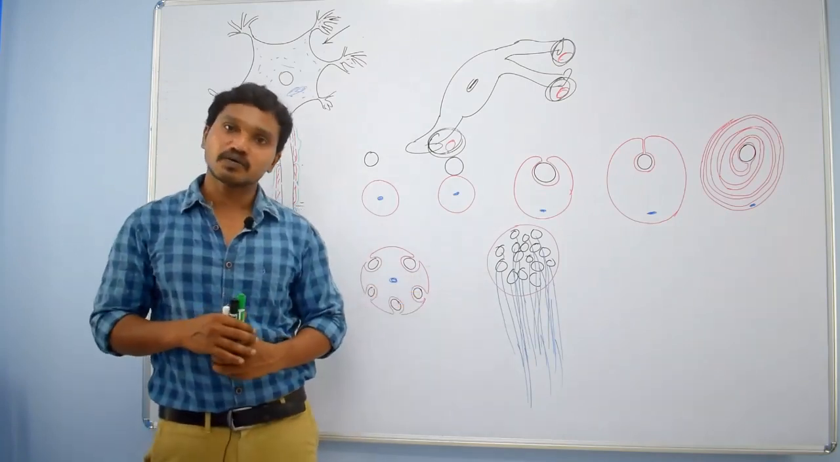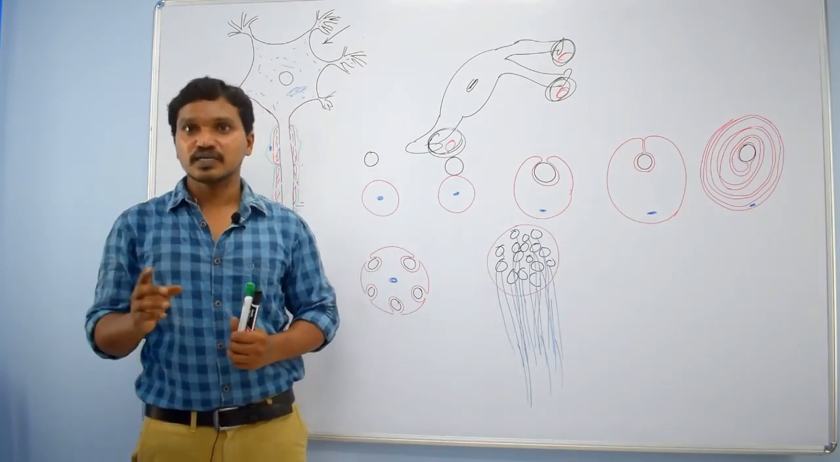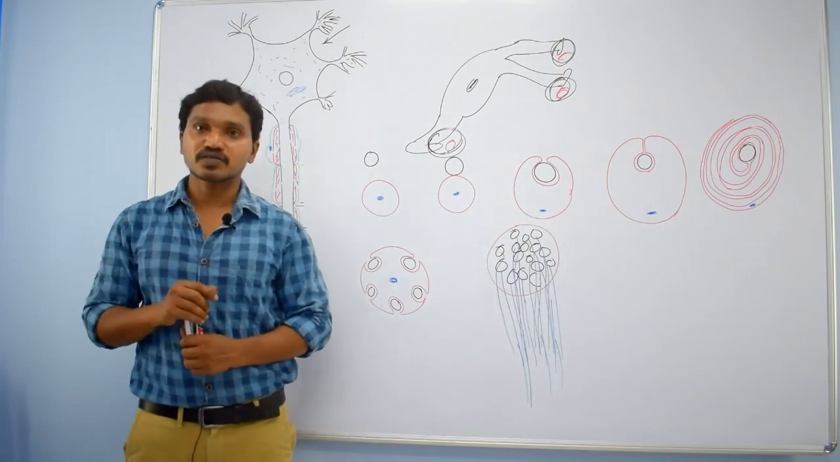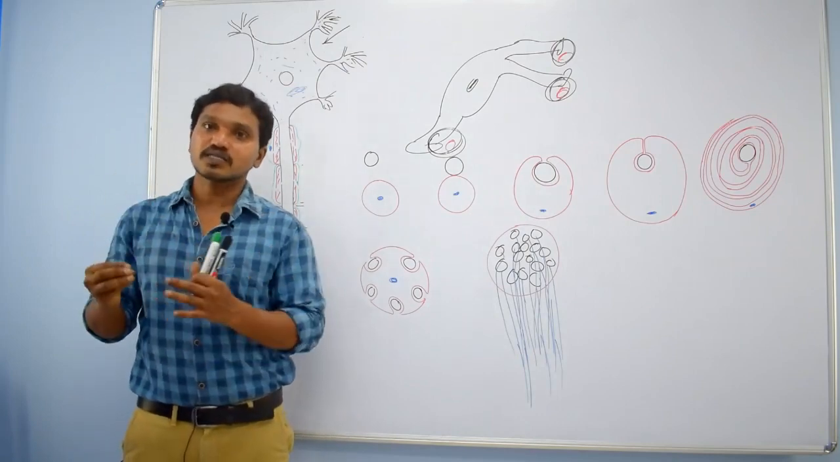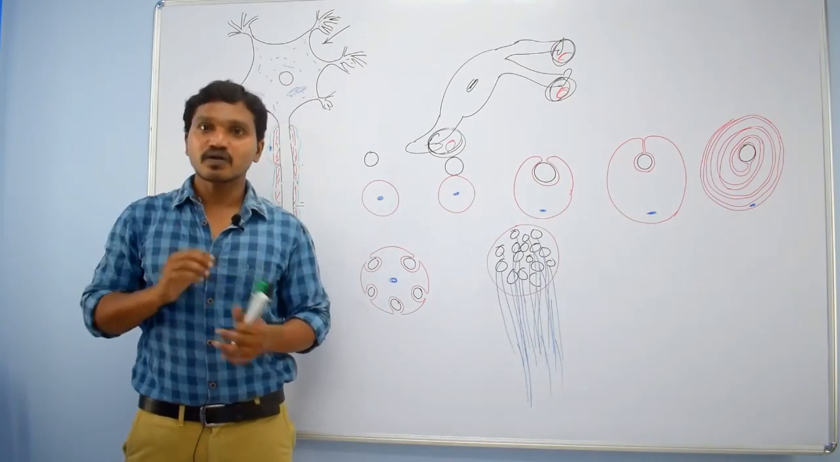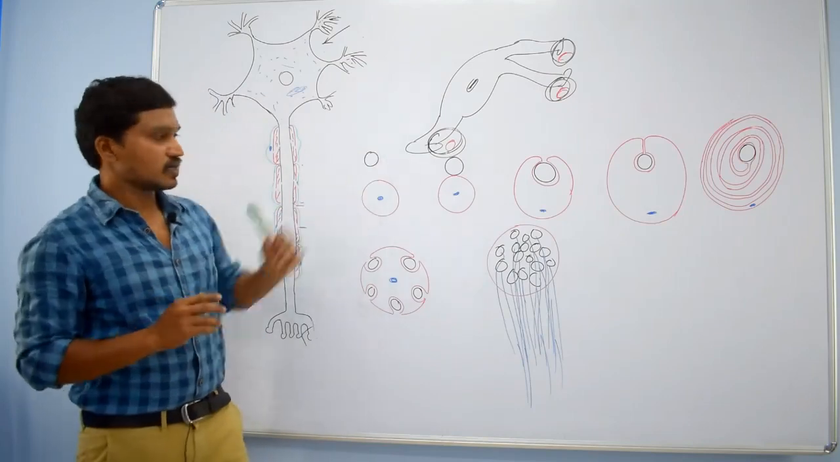Now we will discuss nerve degeneration and regeneration. If there is injury to a nerve in the peripheral nervous system, what are the changes which occur in degeneration and what are the changes which occur in regeneration, right? That we will discuss now.